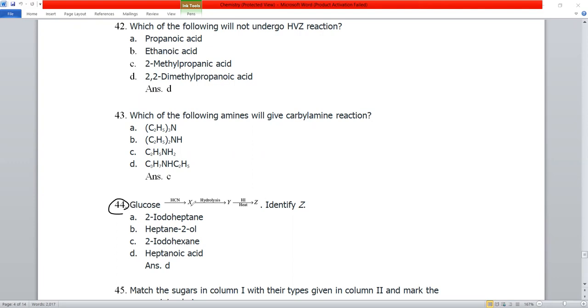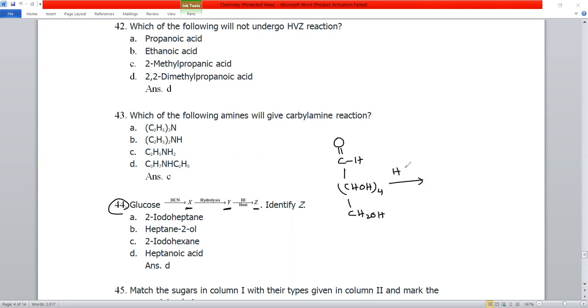Okay, next 44. Glucose treated with HCN gives X compound, hydrolysis gives Y compound, and treatment with HI gives Z compound. We'll check here. Glucose, CHO, we can elaborate the structure here: CHO and CHOH taken 4 times and CH2OH. This is the glucose structure.